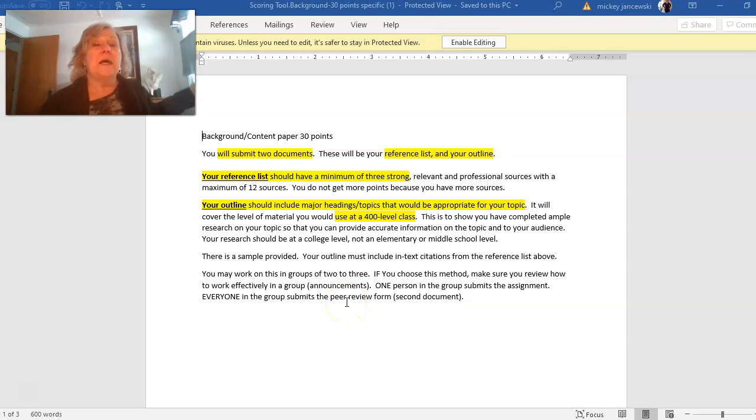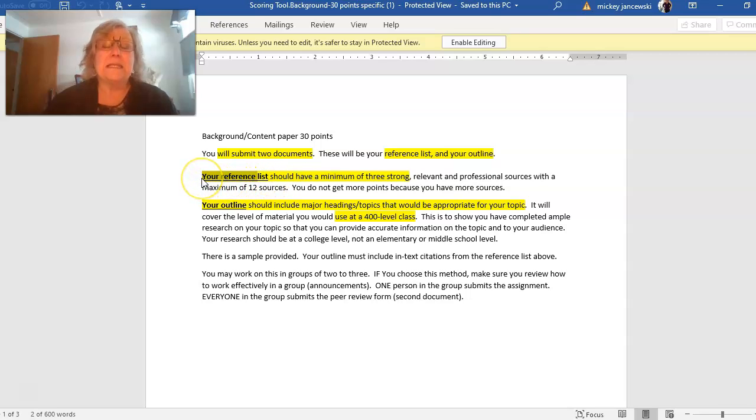Hi, everybody. I wanted to talk to you a little bit about your background paper. We can go over it in class as well, but just to review, you're submitting two documents. One is your reference list, one is your outline. So again, this is a background content paper, but you're not submitting anything written in an essay format, it's an outline.